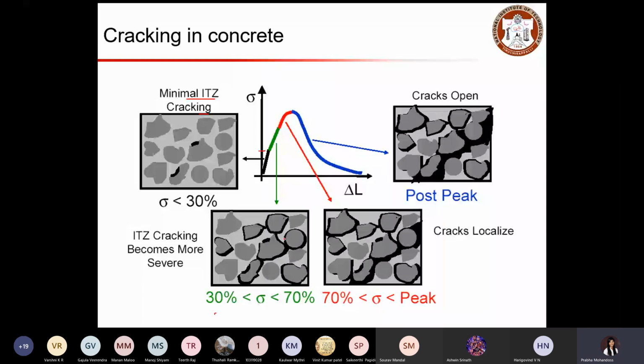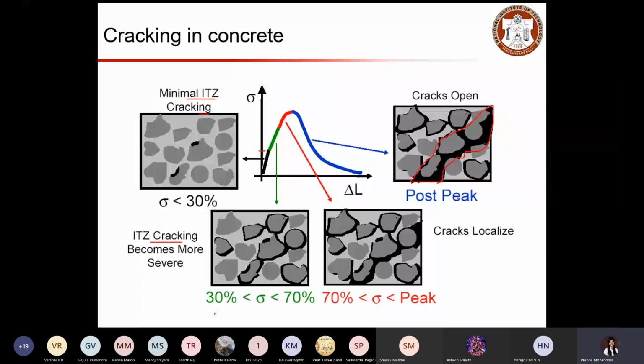So now this ITZ cracking becomes more severe in the range of stress from 30 to 70%. And with further increase in the stress, I can see all the ITZ has cracked, and you can see a lot of bond cracks at this region. And beyond the peak, you can see this region where the cracks are accumulated, and leads to a significant failure plane.